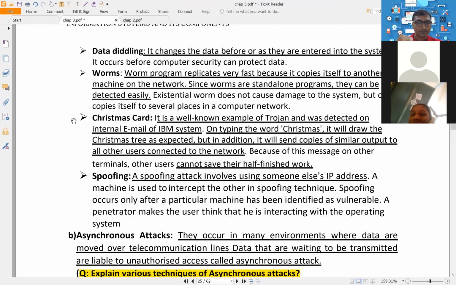Okay. Now spoofing is nothing but when hackers try to hack your system, they will never give you their IP address. They will use someone else's IP address. That is what is known as spoofing.